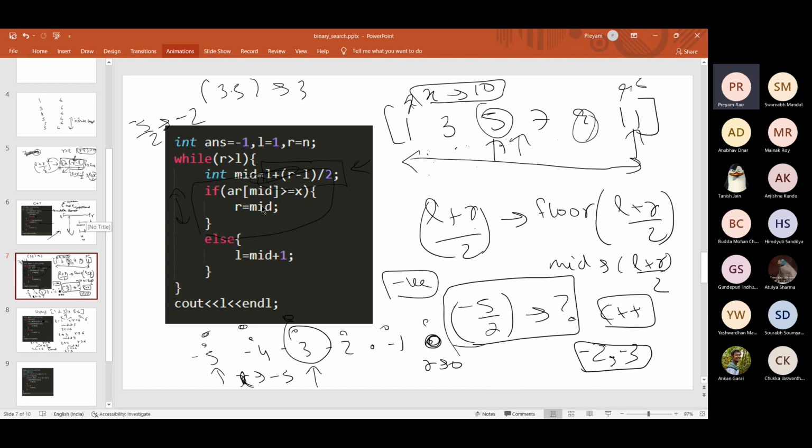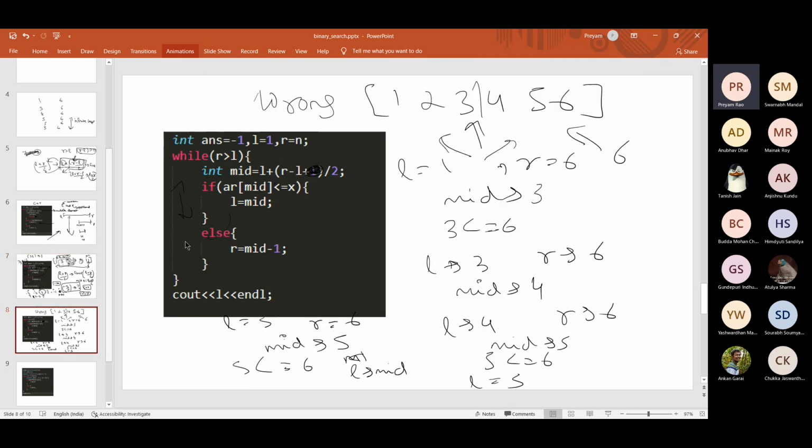Therefore, we always need to check for the left half first. If we are checking for the right half first, then we are getting an error. But thankfully there's an easy way to get rid of this error. We can just add a plus one. So now this is not equal to the floor. This is equal to the ceil.